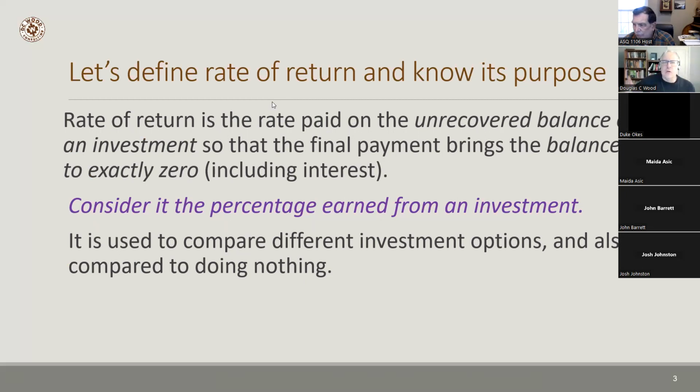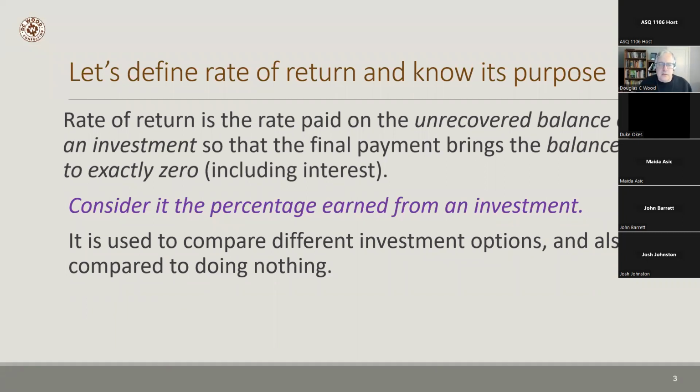Okay. So let's define it. Let's know why we do it. So rate of return is an interest rate that's paid on an unrecovered balance of an investment so that the final payment brings the balance to exactly zero. Now, we know about borrowing money, right? You borrow the money and there's an interest rate on it and you pay it back and eventually you pay off the principal and interest.